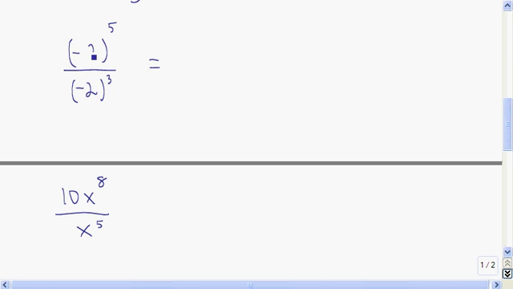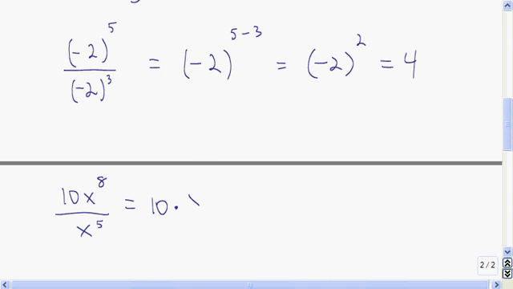All right, the first one, our base in the top and the bottom is negative 2. So the entire base will be raised to the power of 5 minus 3. So that's negative 2 to the power of 5 minus 3, which is 2. And negative 2 quantity squared is equal to 4. Okay, here, this is really the same thing as 10 times x to the 8 over x to the 5th. So this is 10 times x to the 8 minus 5, which is 3. So this one here ends up being 10x cubed.